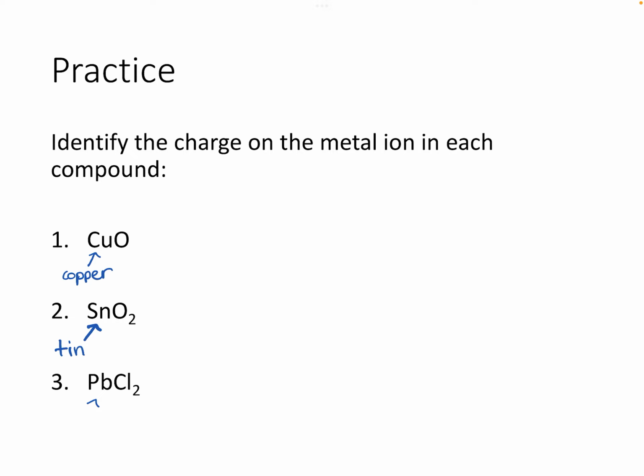And then in the last example, we have lead, which has the symbol Pb, which stands for the Latin name plumbum. That's one of my favorite original element names, plumbum. But anyway, that can also have variable charge depending on what it's bonded to. So see if you can figure out the charges on each of these metal ions, knowing the charge on the nonmetal. So you can pause the video, and then when you're done, you can unpause and we'll go over it together.